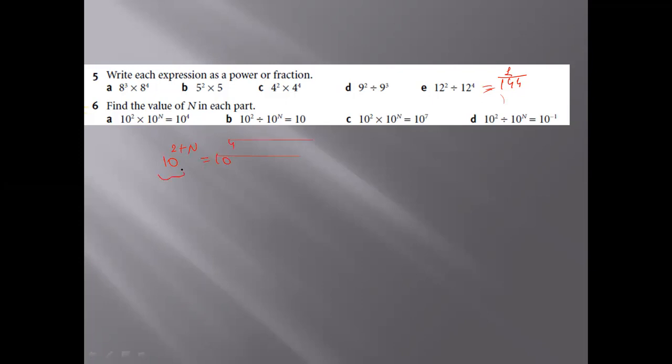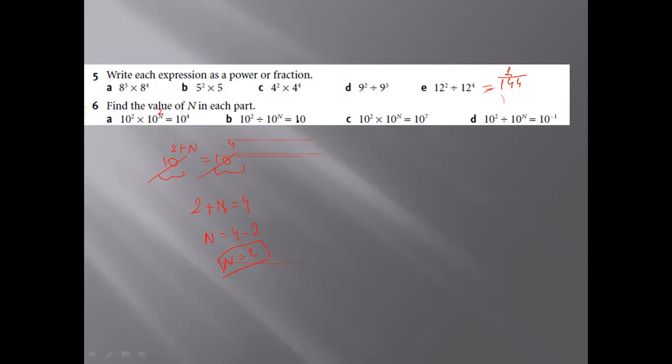Okay, if you look carefully, the bases are the same. You can directly cancel them. Okay, and 2 plus n is equal to 4, and from here n is equal to 4 minus 2, so n is just 2.